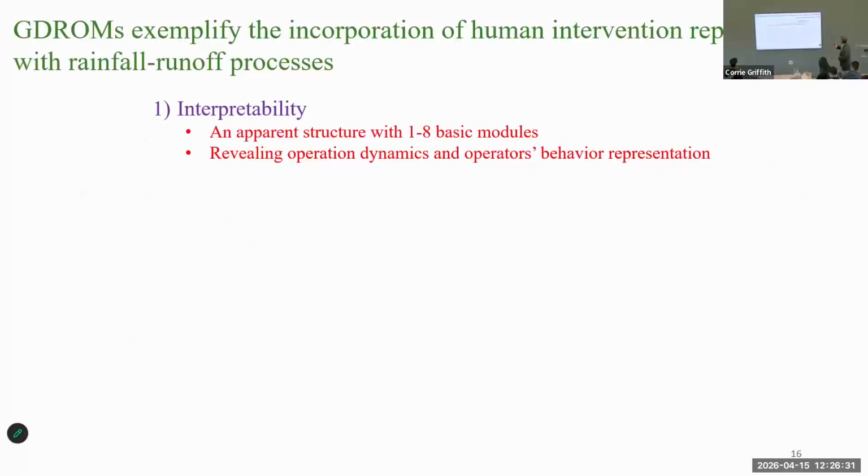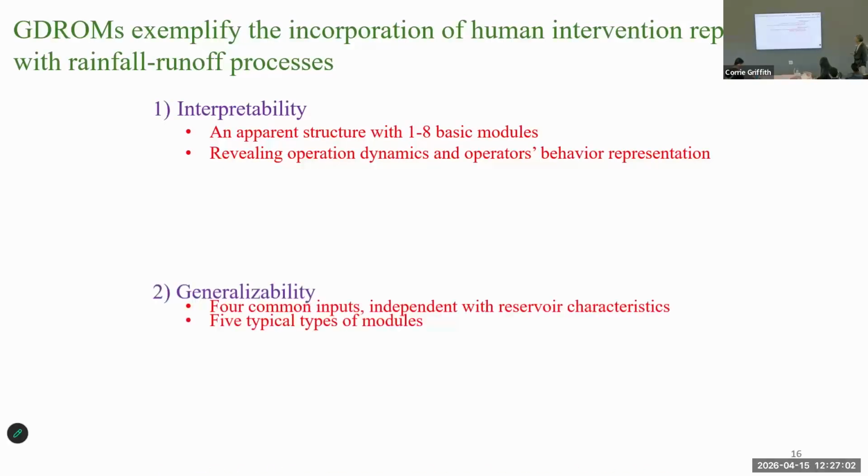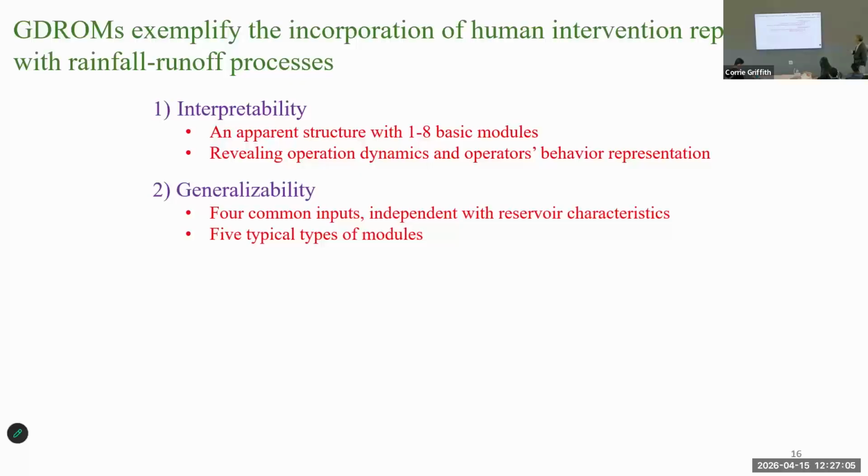Okay, just as a summary, why do we try to promote the GDRAMs as a general representation of reservoirs in hydrological models? For interpretability, first of all, it has a parent structure with only 1 to 8 basic modules, and it reveals the operation dynamics and the operational behaviors, especially in the dry period. In terms of generalizability, we only need 4 common inputs, and they are independent of reservoir characteristics.